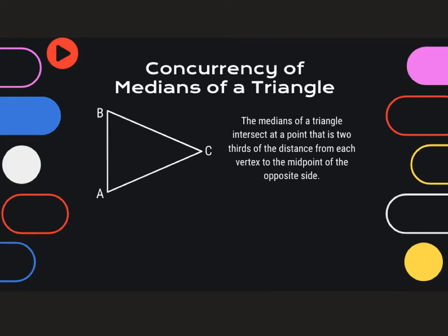Concurrency of medians of a triangle. The medians of a triangle intersect at a point that is 2/3 of the distance from each vertex to the midpoint of the opposite side. We call this the 2/3 rule.